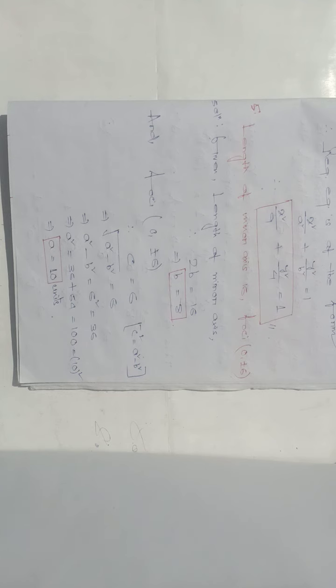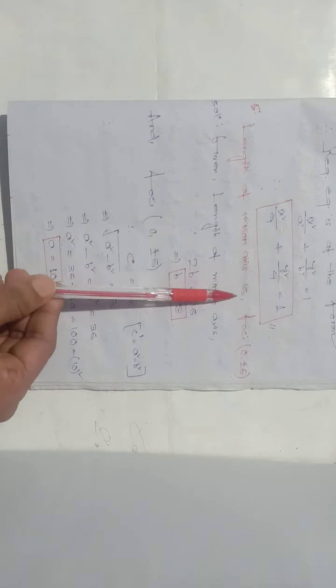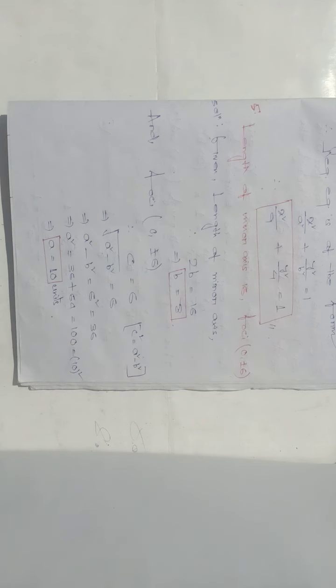So students, next question: find the equation of the ellipse given that length of minor axis is 16 and foci is given 0 comma plus minus 6. So length of minor axis means what? Twice b. Length of minor axis is twice b.